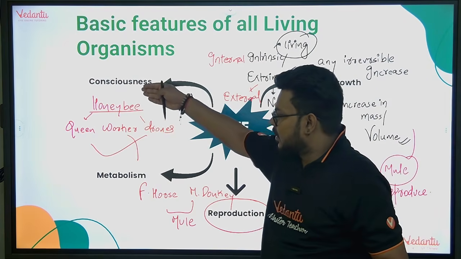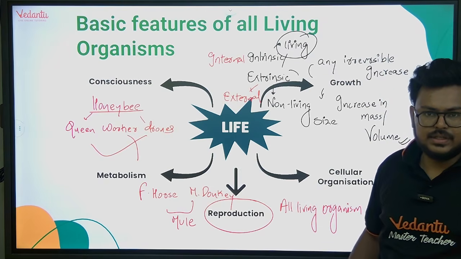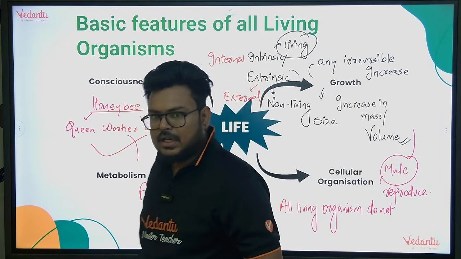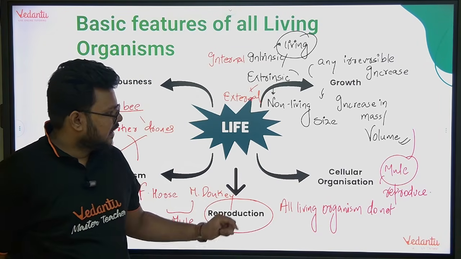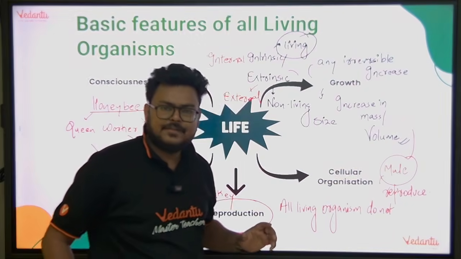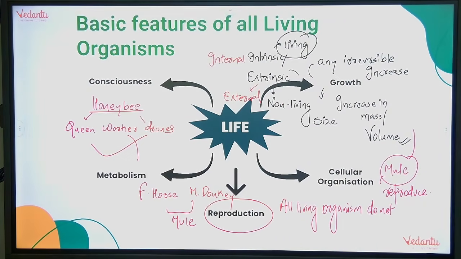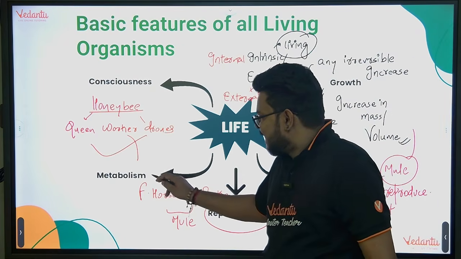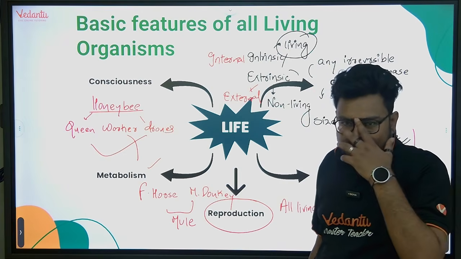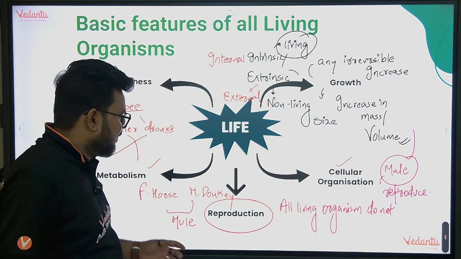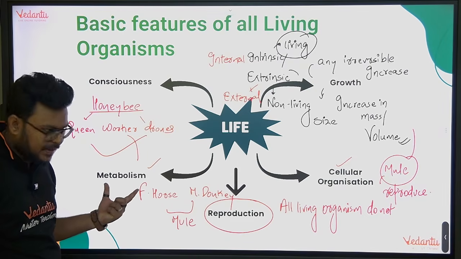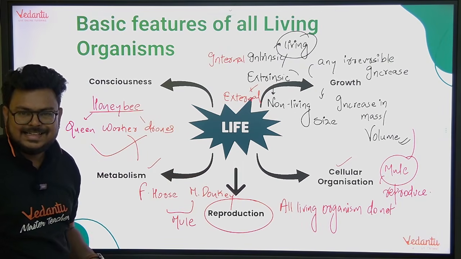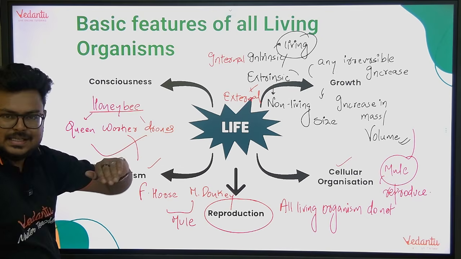Now we are left with three things: consciousness, metabolism, and cellular organization. These are the defining properties of a living organism. How? Any living organism will have a cell, right? We have covered cell theory, and in cell theory we have mentioned multiple times that each and every organism will be made up of cells. Metabolism is chemical reactions taking place inside the cell. If a living organism has a cell, that organism will definitely have metabolism. So metabolism and cellular organization are defining properties of a living organism, including consciousness.